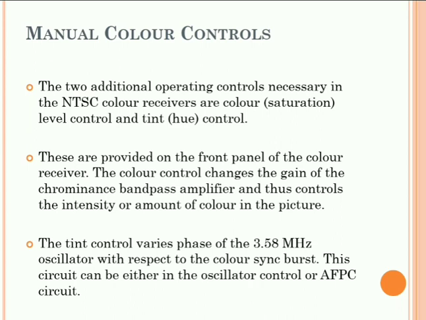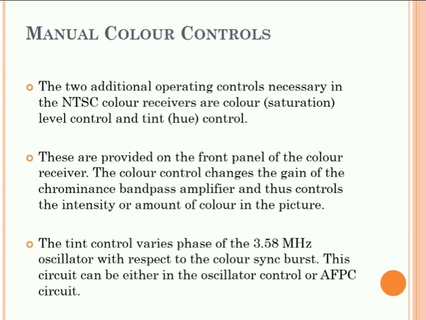Which means we can control the saturation. Whenever you switch on a television, you will see that we can change the contrast, then we can change the color, then we can change that particular tint and hue. There are different terms given on that television. That is nothing but how, manually, by using the remote, we can change the contrast and color of that particular receiver. These are provided on the front panel of the color receiver.